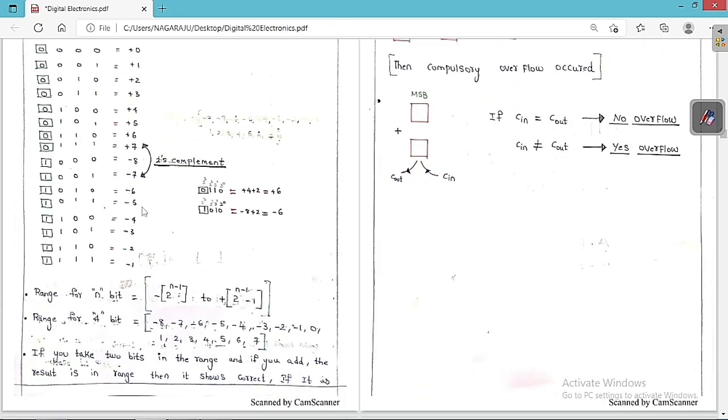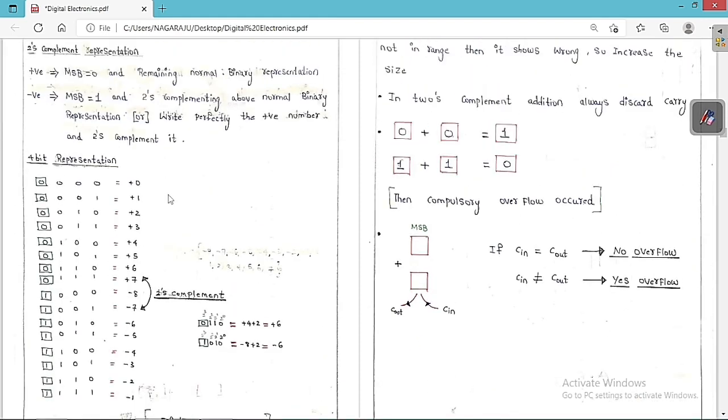So the range, suppose you can see with the help of 4 bits. The data that we are going to get is -8, -7, -6, -5, -4, -3, -2, -1, +0, +1, +2, +3, +4, +5, +6 and +7. So you can see clearly there is only one representation for the 0.